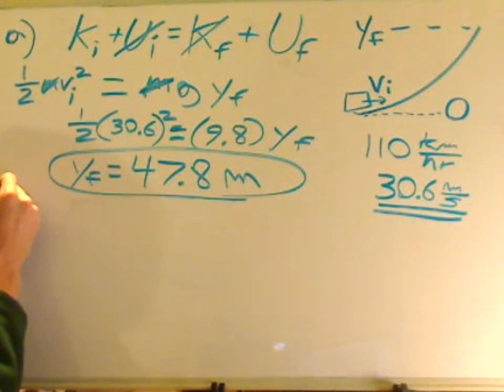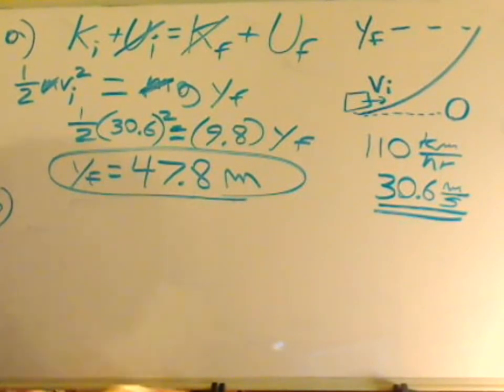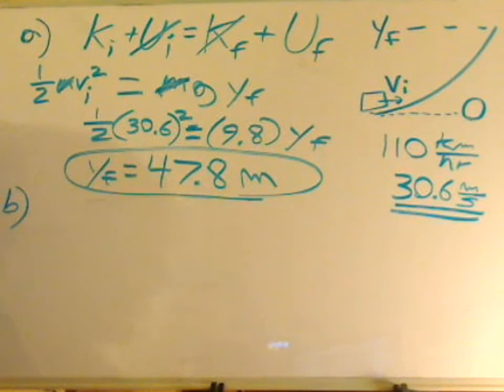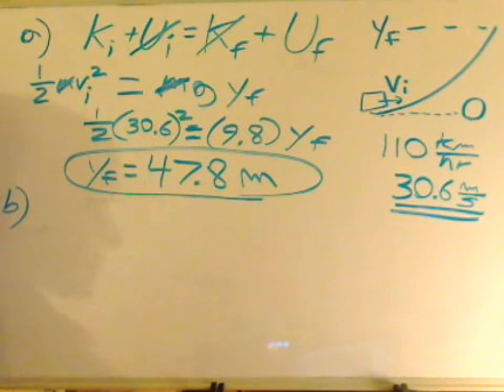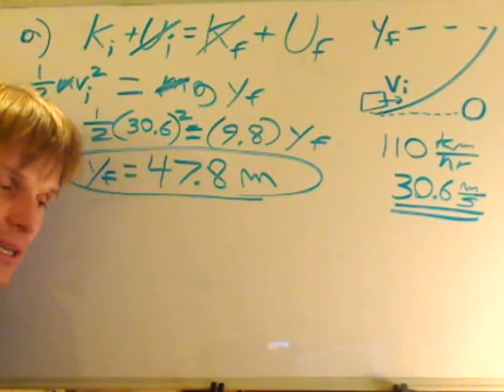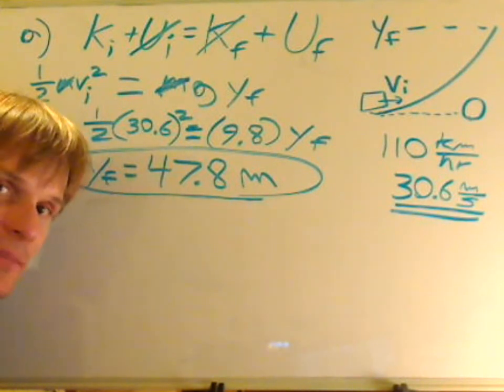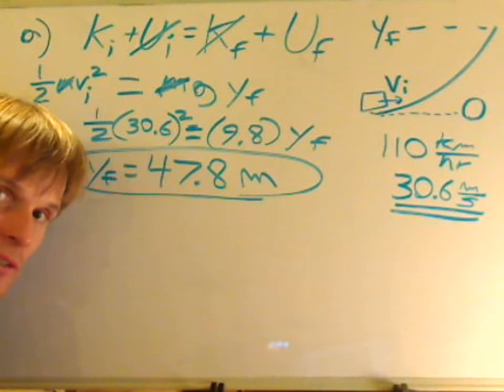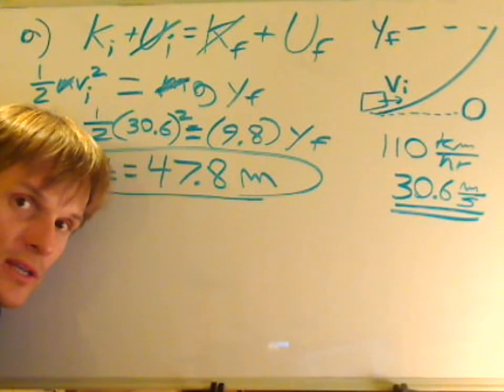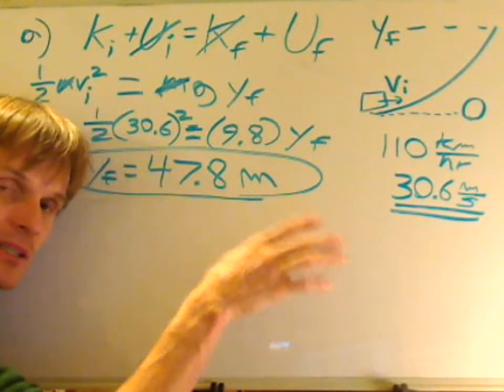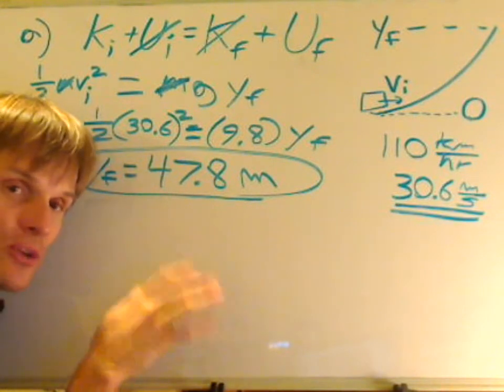Now part B of the problem says that the car now goes 22 meters up the slope instead of this 47.8 meters. And the reason for that is friction. We want to calculate the energy released by friction, the energy lost to friction. When you lose energy to friction, it goes into thermal energy.